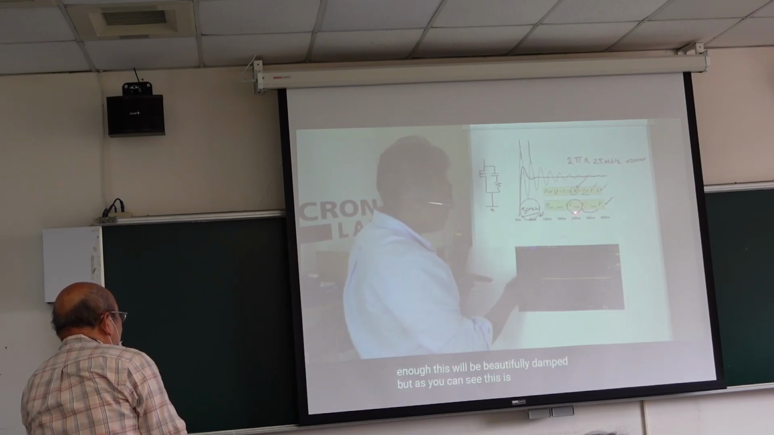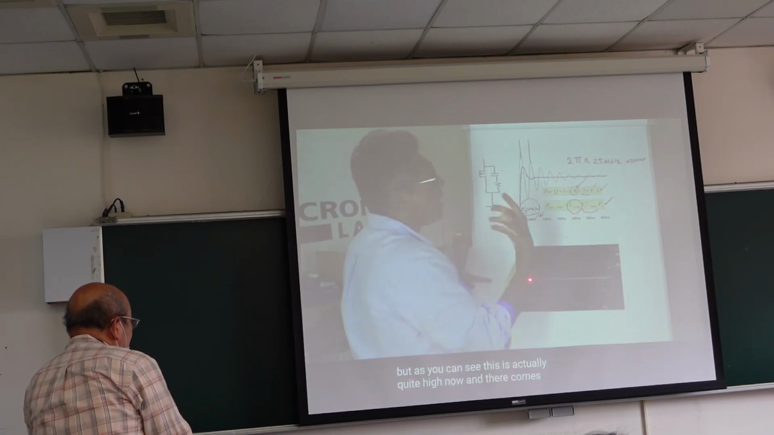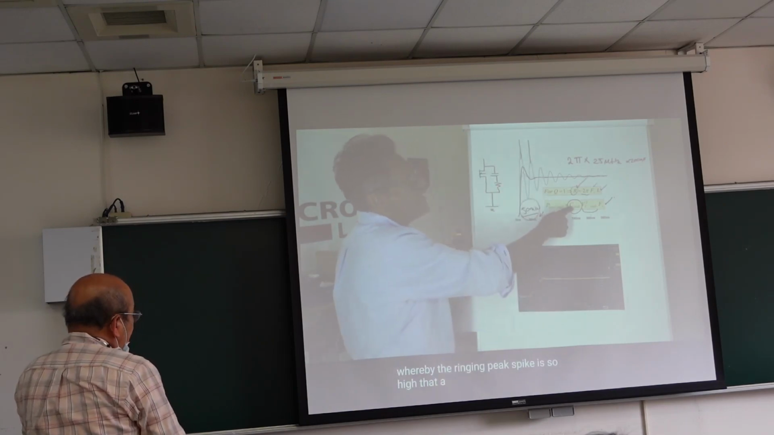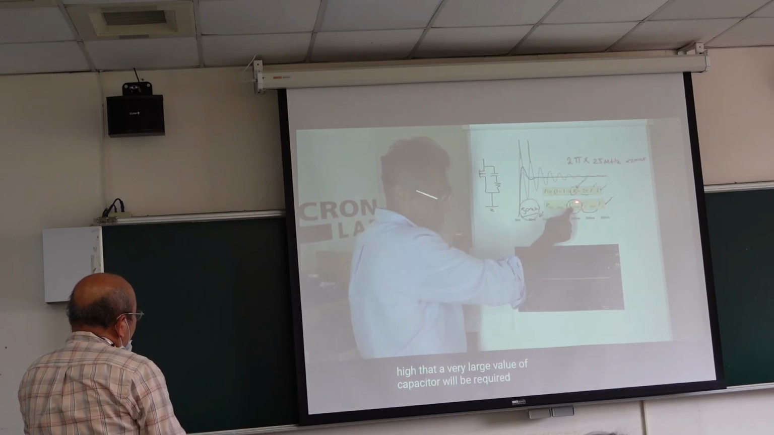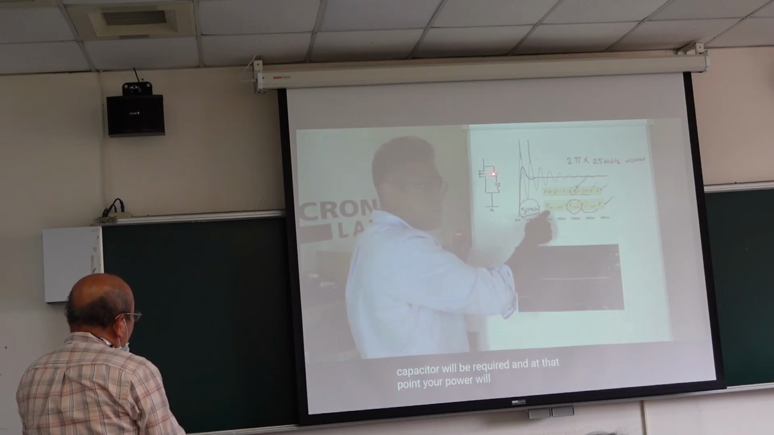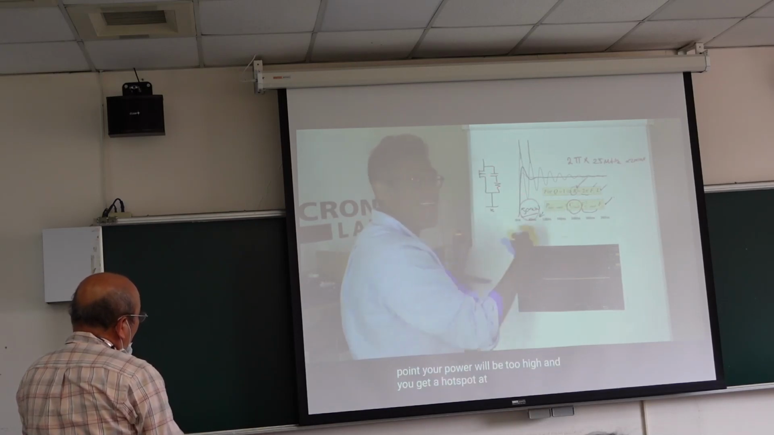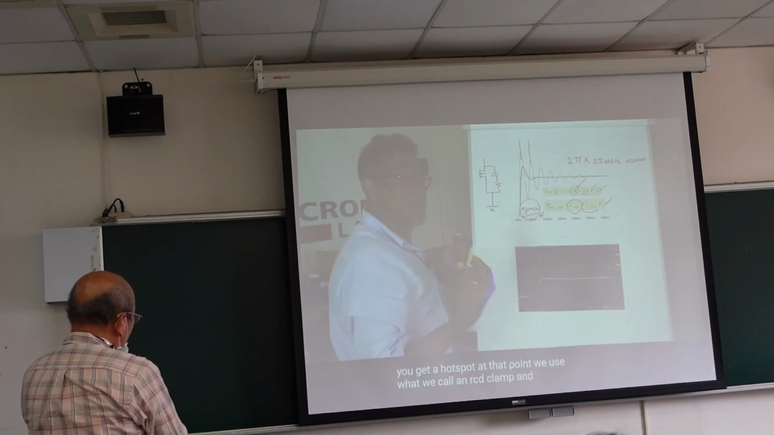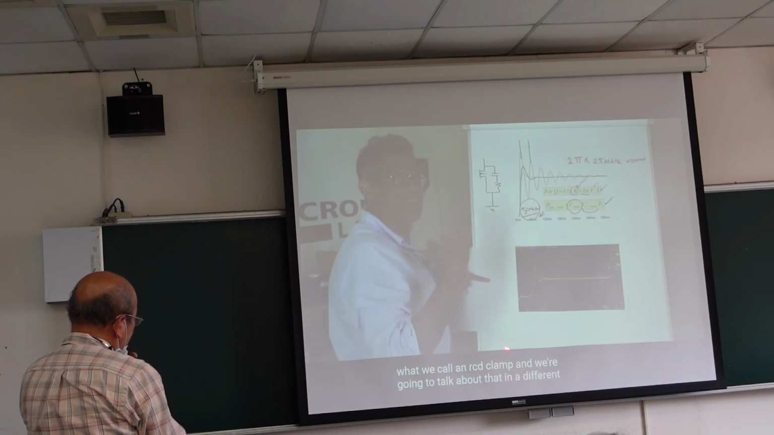But as you can see, this is actually quite high now, and then comes a point where the ringing spike is so high that a very large value of capacitor will be required, and at that point, we change the waveform. At that point, we use what we call an RCD clamp. So we're going to talk about that RCD in a different video.